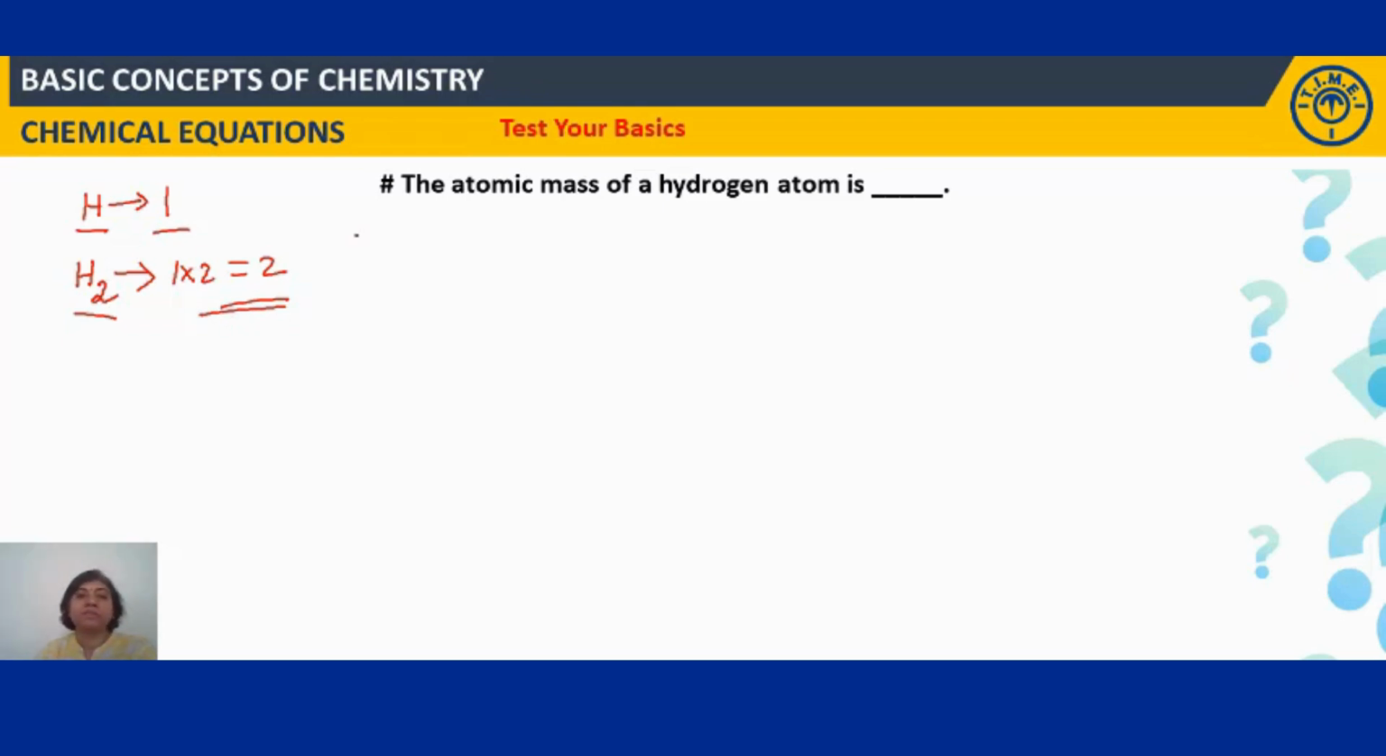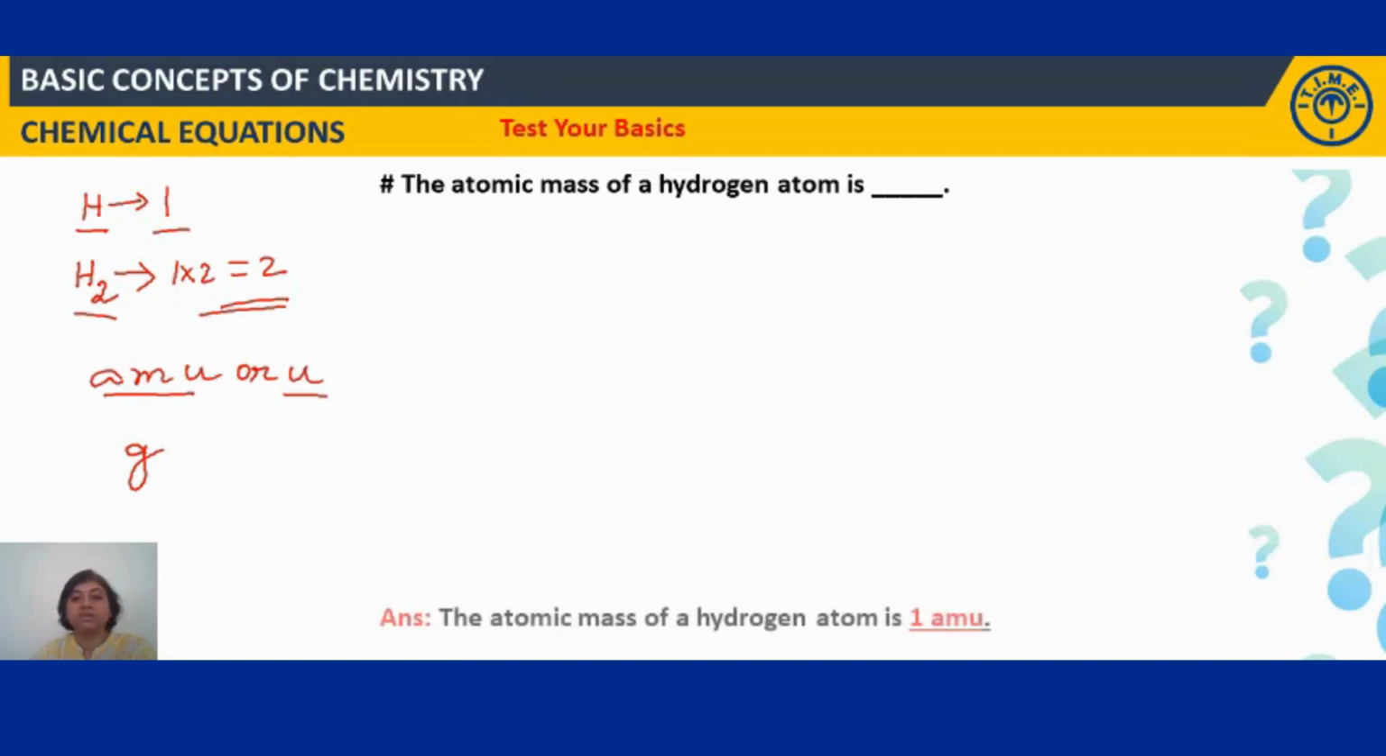Fine. Okay. So the atomic mass of hydrogen atom is 1 AMU. Atomic mass unit. If we say atomic mass, molecular mass, then have to use the unit AMU or U. AMU is atomic mass unit and U is unified mass. But if I ask you gram atomic mass, gram molecular mass, then you have to use unit G. Fine? Okay. So let's look at the solution, then we will move on to the next question. So the atomic mass of hydrogen atom is 1 AMU. Fine, good. So we'll move on to the next question.